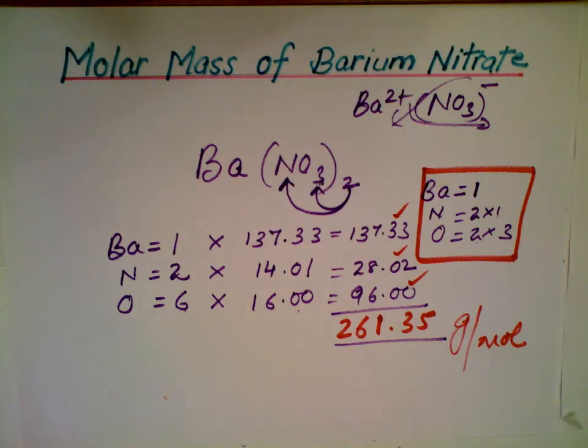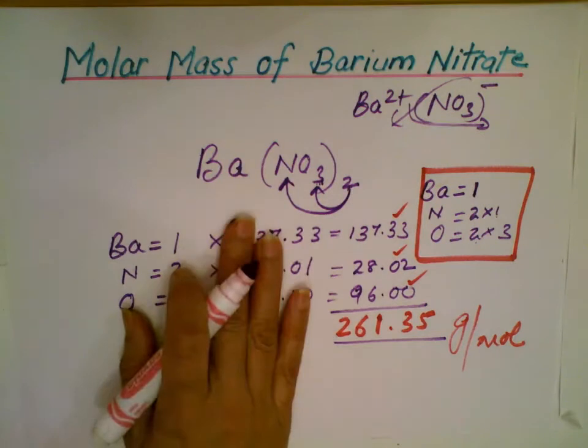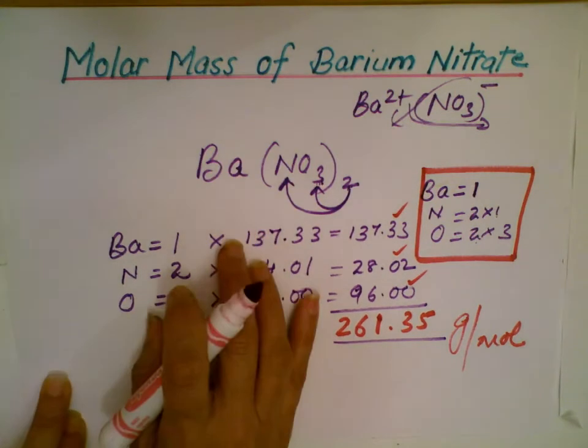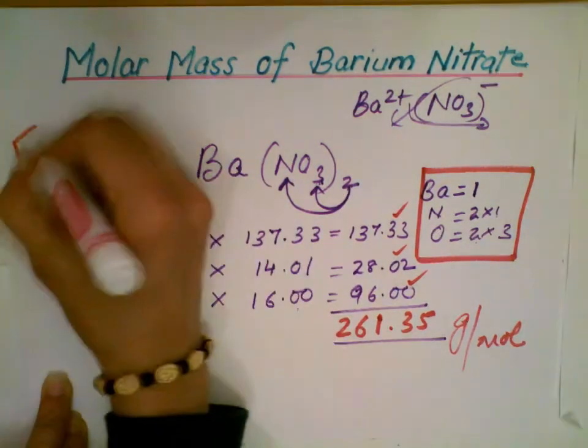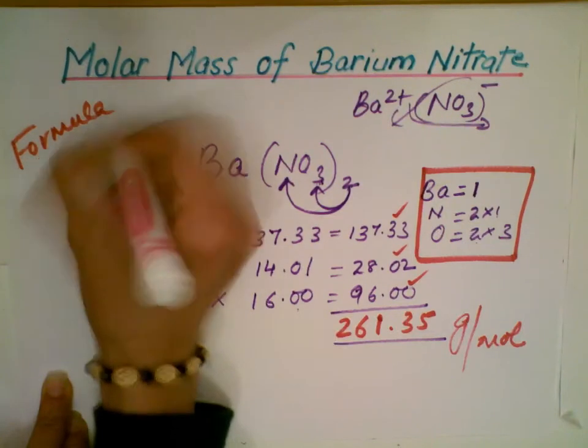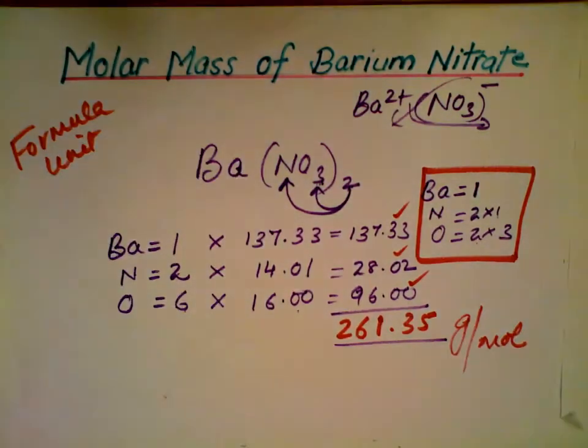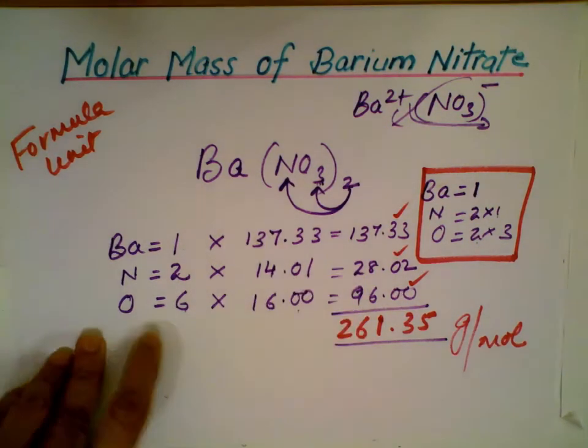Okay, guys, just remember, when we are talking about ionic compounds, we can also refer to that as a formula unit. Okay, and why can we call it a formula unit? Because these are not found as single molecules. No, they are the ratio. They are the simplest ratio of cations and anions.